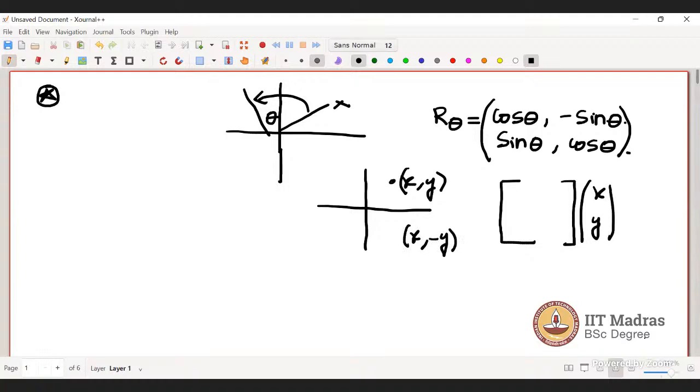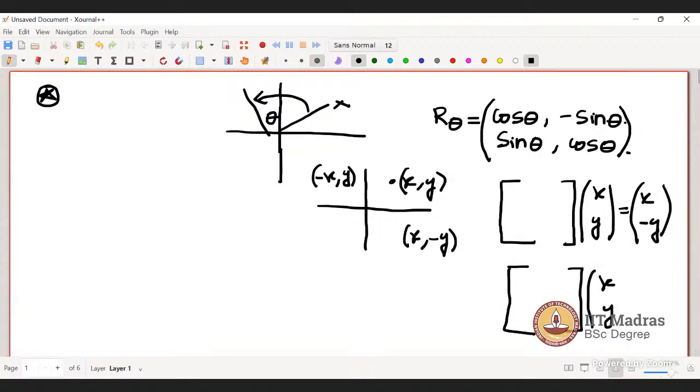So you need to find the matrix. What matrix, if you multiply with (x, y), gives (x, minus y)? And similarly, if you reflect with respect to the y-axis, then you will get (minus x, y). So similarly, you need to find the matrix which, if you multiply with (x, y), gives (minus x, y).